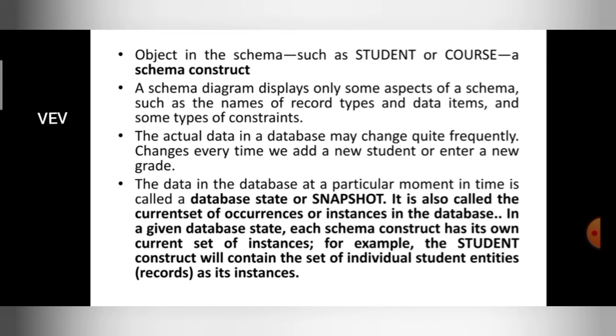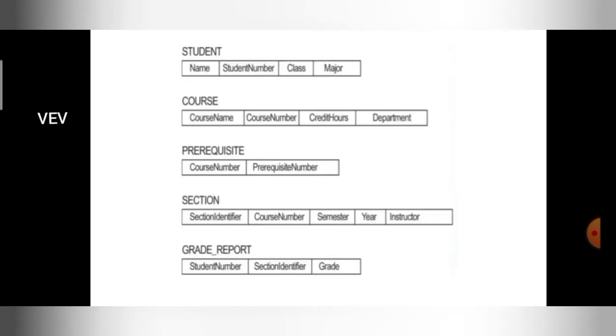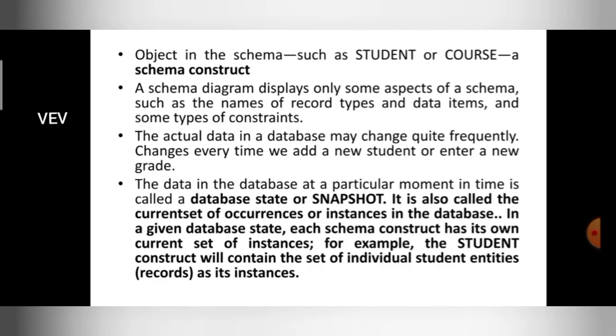in a given database state, each schema construct has its own current set of instances. Instances means what? If I say a student, 20 student names can be included. Assume like that. Then the 20 instances are there in the student database. If you include 20 names, each name can be called as what? Instance. 20 names are there in the student database means 20 instances are there in the student database. One name can be called as one instance. Hope you are understanding, guys.